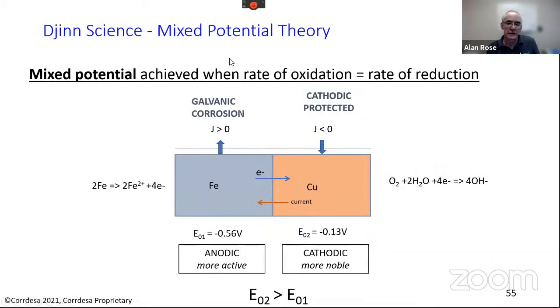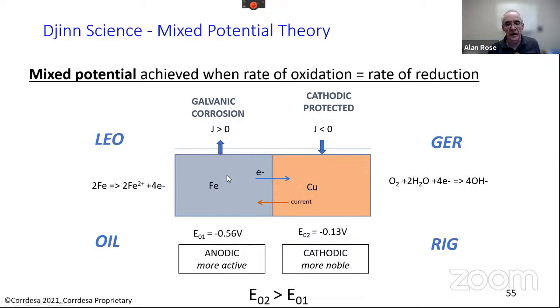Mixed potential theory, my kind of simple view on it. Let's have a look at a simple couple, iron and copper. So we connect these, and the iron essentially will oxidize, losing electrons, oxidation, if you remember your high school physics. And the copper, you have a reduction reaction where you gain electrons, and that's reduction. And as my niece recently said, she uses OIL RIG, oxidation is losing and reduction is gaining.